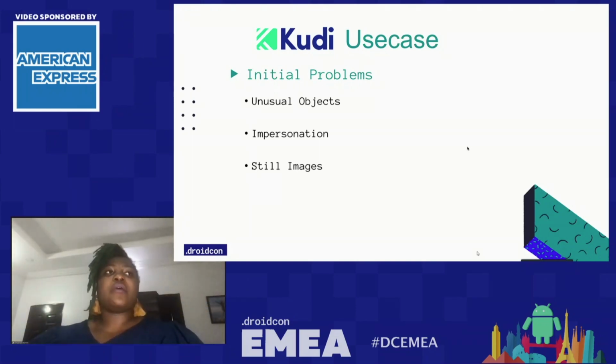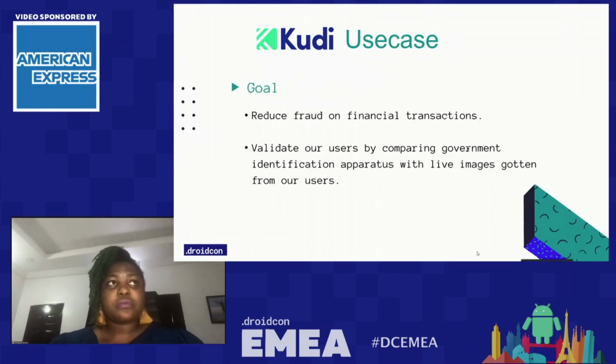I'll go through how ML Kit has helped us, and machine learning in general, not just ML Kit. Machine learning in general has helped us to crack some of these things. While we still have some solutions in progress, so far we have recorded a level of success in curbing some of these issues. So yeah, our goal number one.